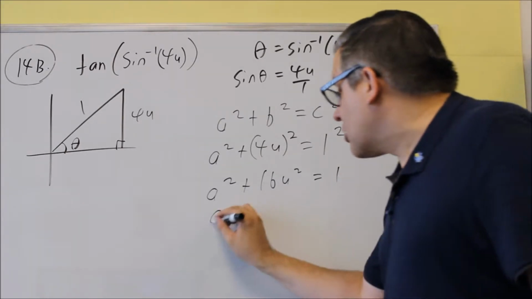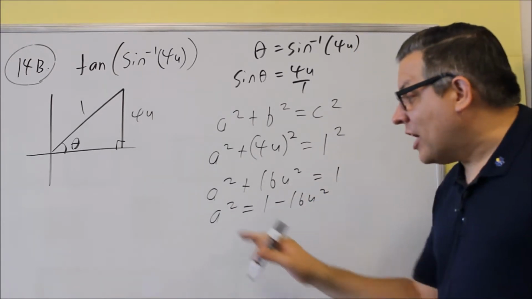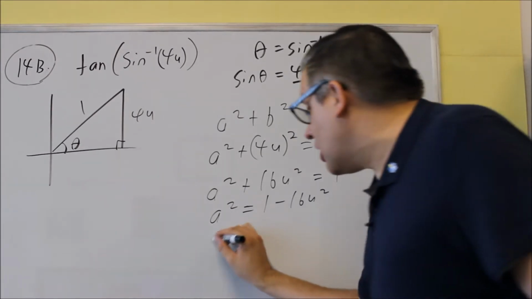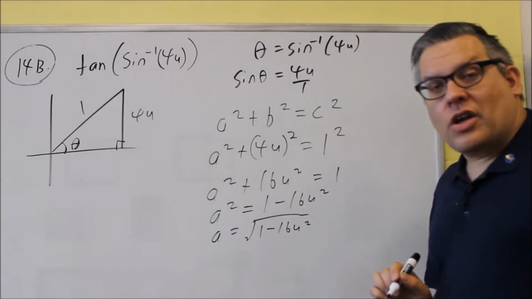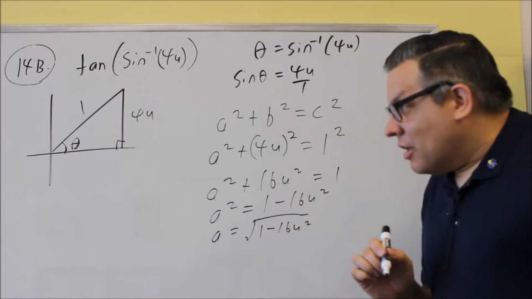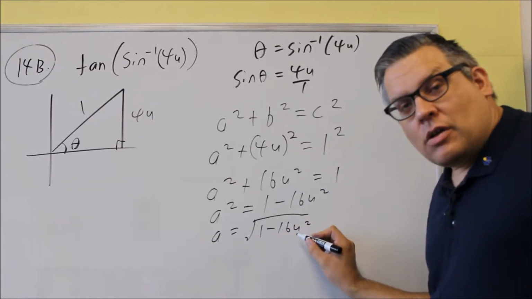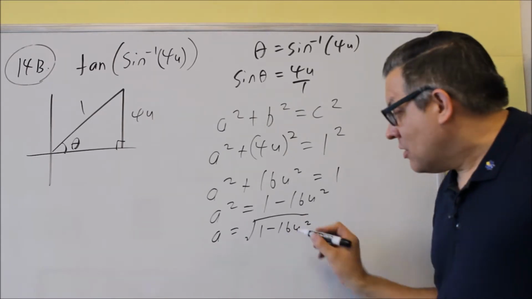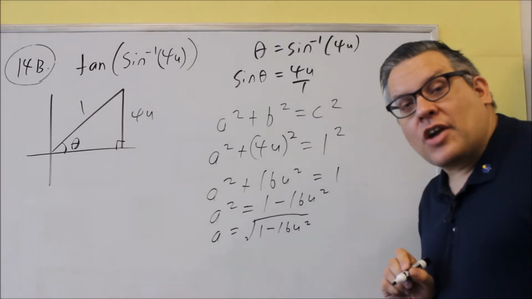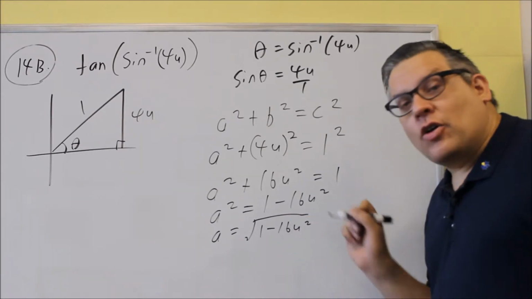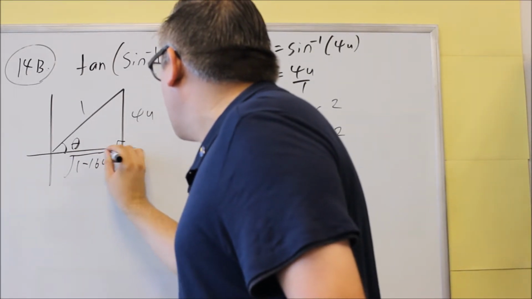We want to solve for a squared, so we're going to subtract 16u squared from both sides. And then finally, we want to get rid of the square and get a by itself. So you're going to take the square root of both sides, and we get this. Like I mentioned in the 14a, you're not allowed to square root both of these separately, because there's a minus sign separating that prevents you from taking the square root of both of those separately. It has to either be multiplication or division in order for that to occur. So this is as far as you can go with that. 1 minus 16u squared we'll put in here.